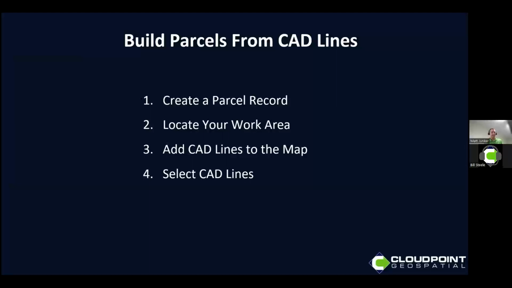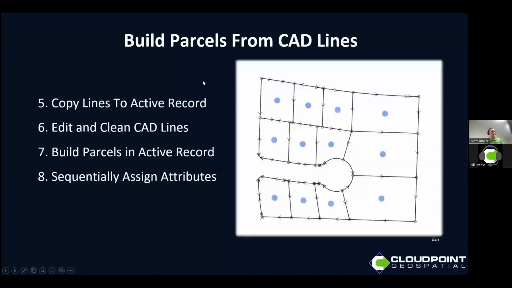The next step is selecting the CAD lines with the select tool. Step 5, and I think this is an important tool no matter which workflow you're using, and that is copying lines to the active record. There is in the Records feature tab in ArcGIS Pro, when you have a parcel fabric, a Copy Lines To tool. And you also want to make sure that you check the box for showing only the active record.